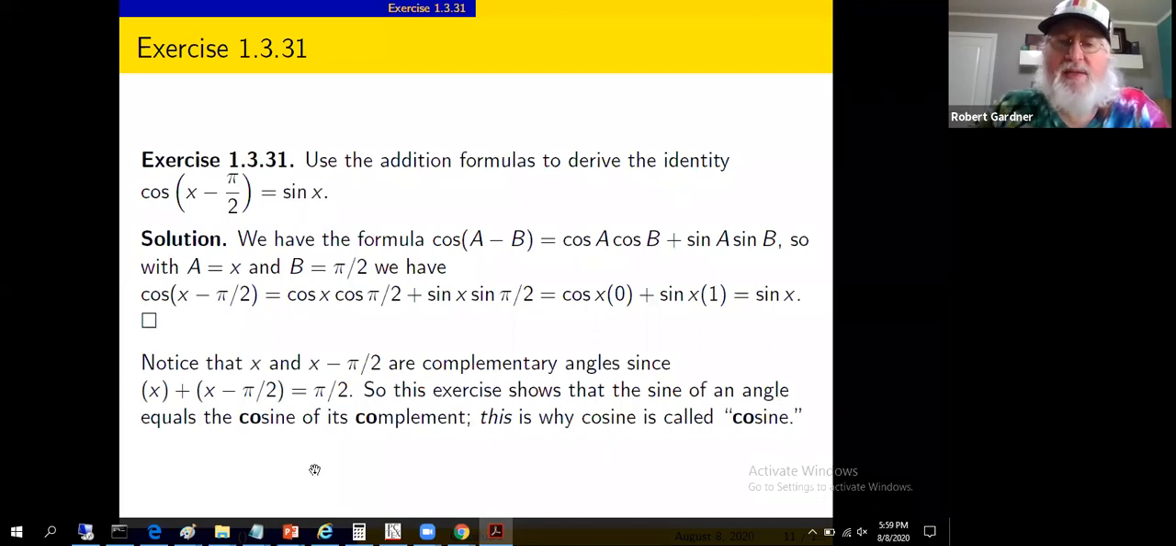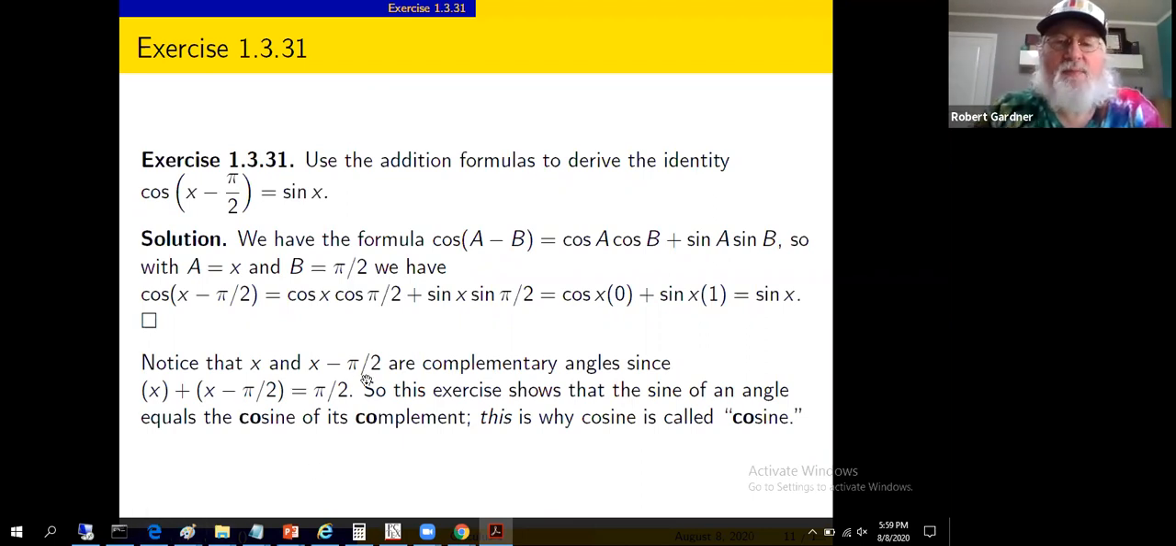And I bring this up, even though that was not very complicated, to push the following. Did you ever wonder why cosine is called cosine and not something else? Or for that matter, cotangent and cosecant? Where do these co's come from? Here's where they came from, and this illustrates that.